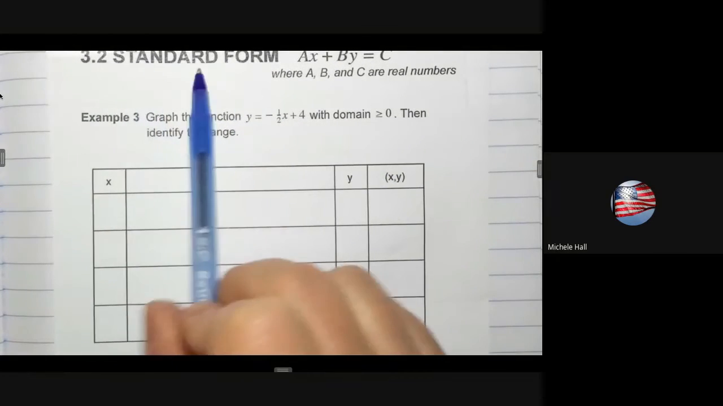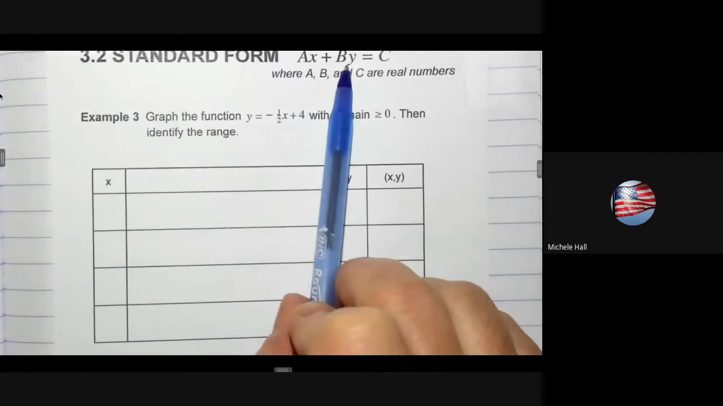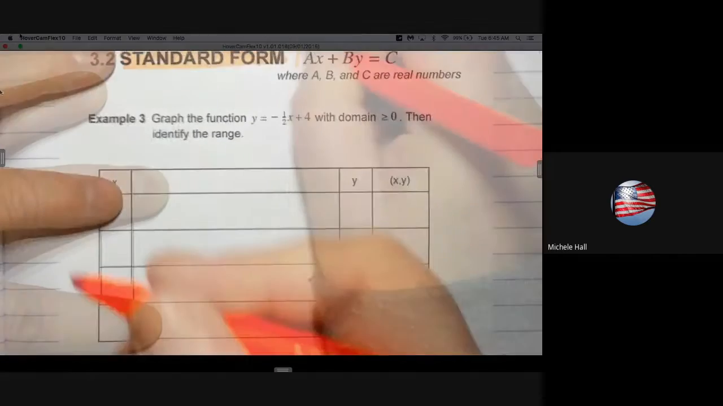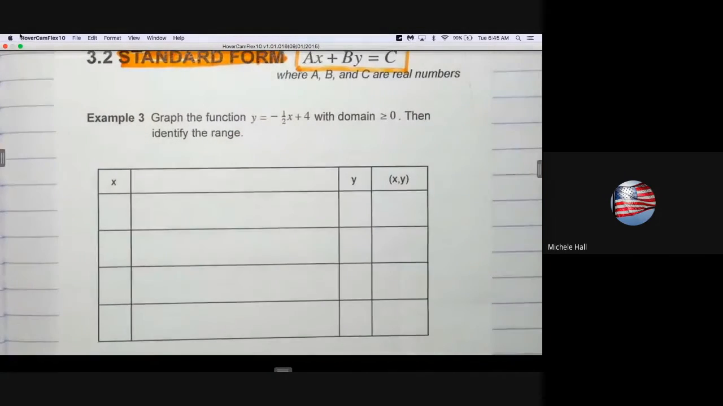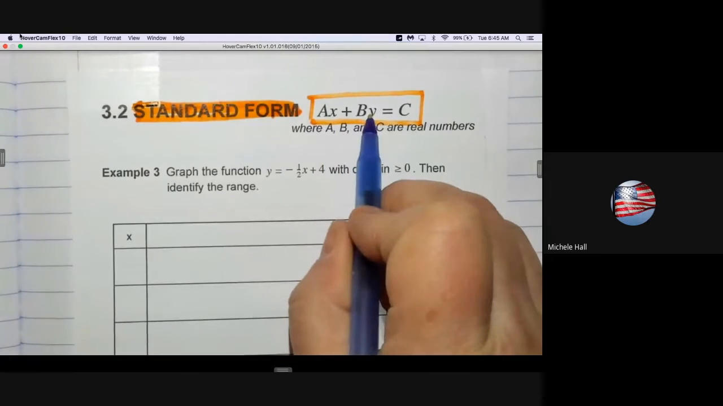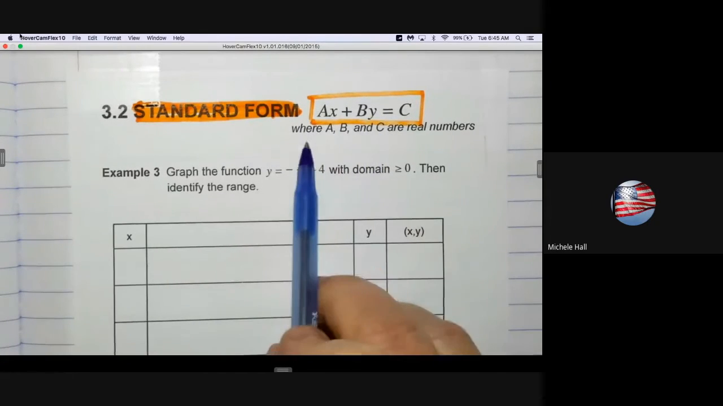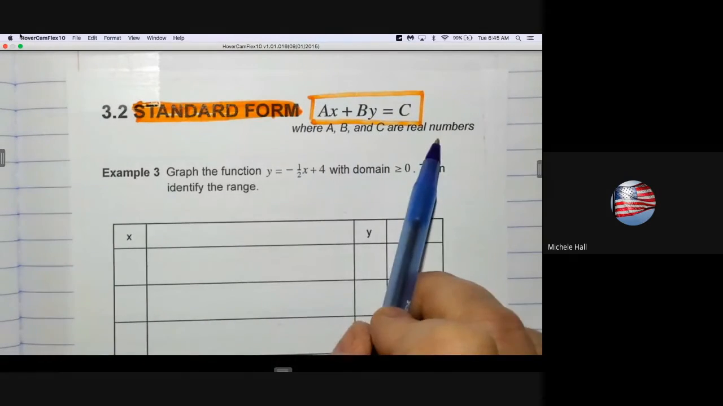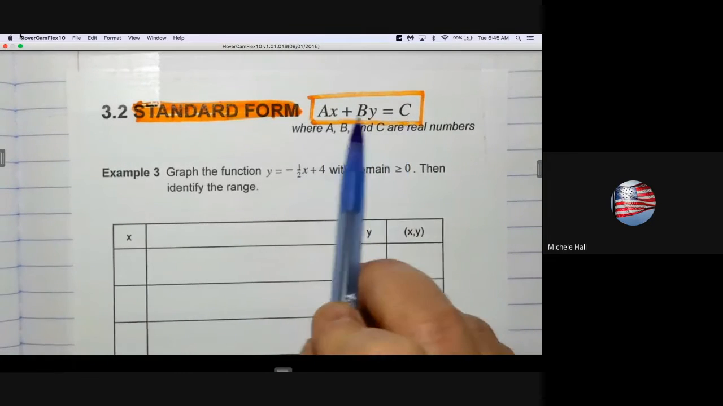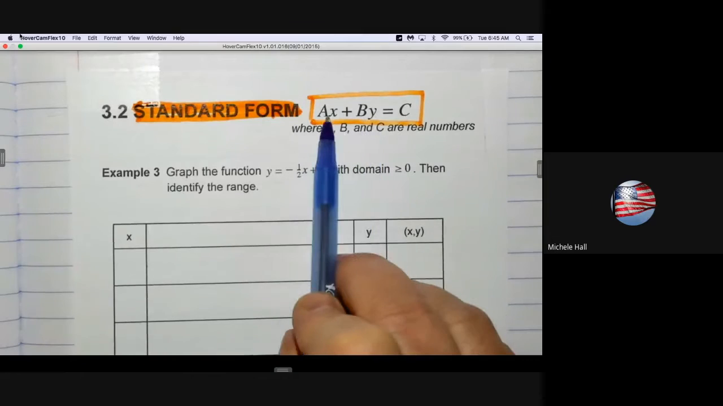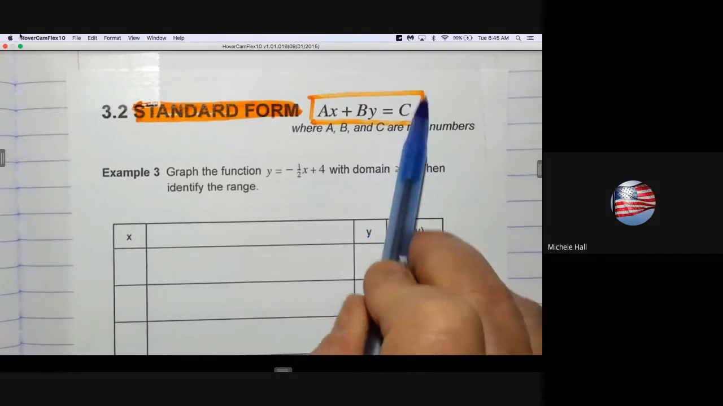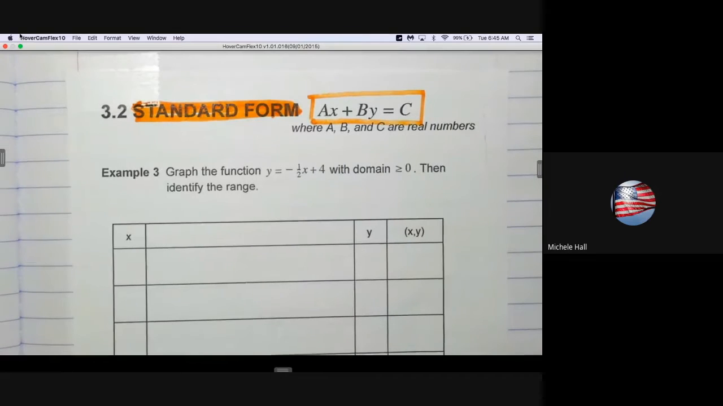Standard form of an equation is ax plus by equals c. That is standard form. Notice that your x and your y are on the same side of the equation. It says that a, b, and c are real numbers, so that a is a number, b is a number, and c is a number. Standard form means that x and y are together on the same side of the equation, x first, x is positive, and the constant is on the other side of the equation.